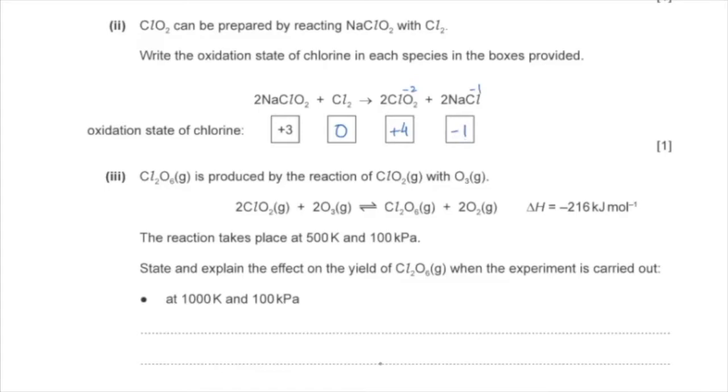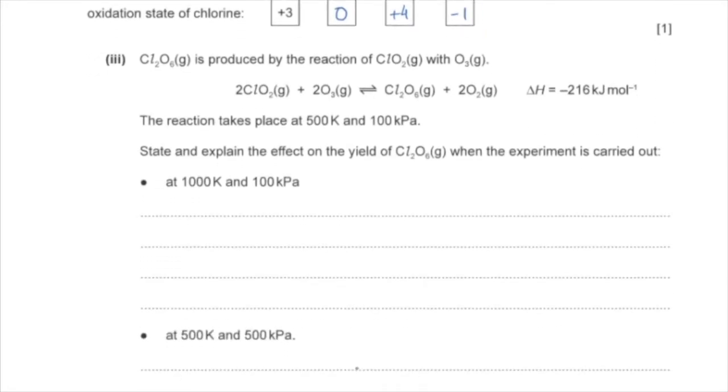Part 3, Cl2O6 is produced by the reaction of ClO2 with O3. The reaction takes place at 500 Kelvin of temperature and 100 kilopascals of pressure. State and explain the effect on the yield of Cl2O6, which is a product, when the experiment is carried out at 1000 kelvins and 100 kPa of pressure.